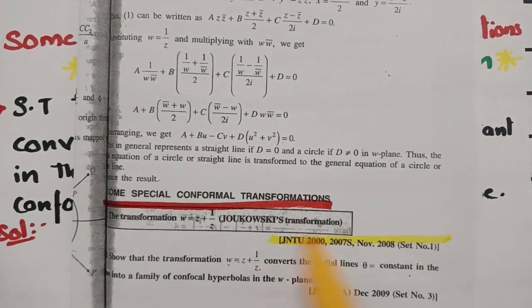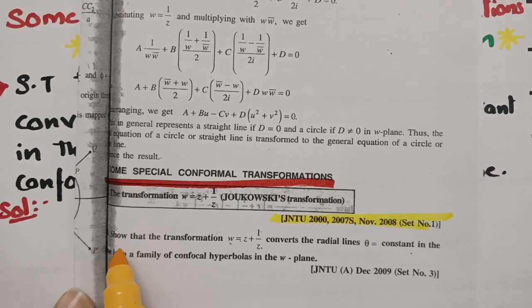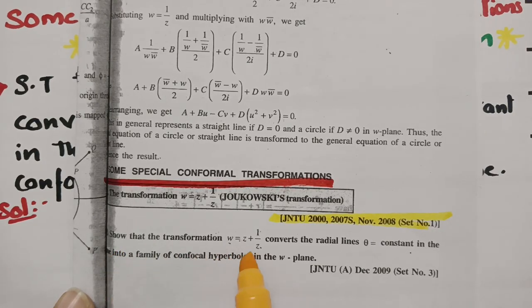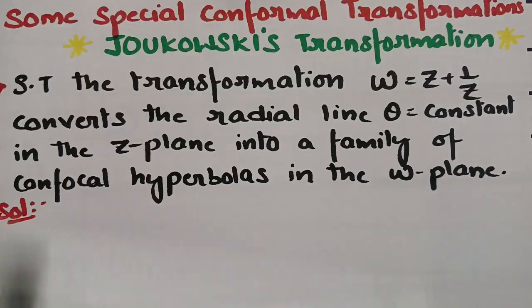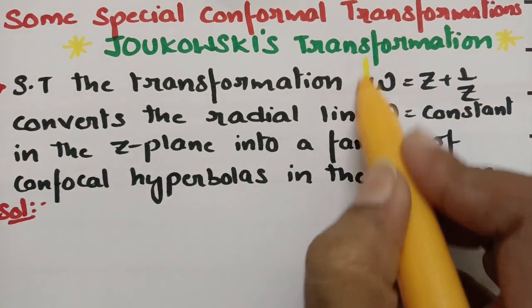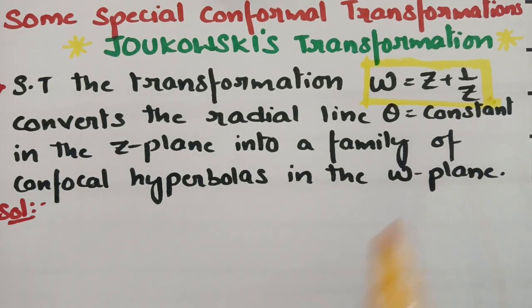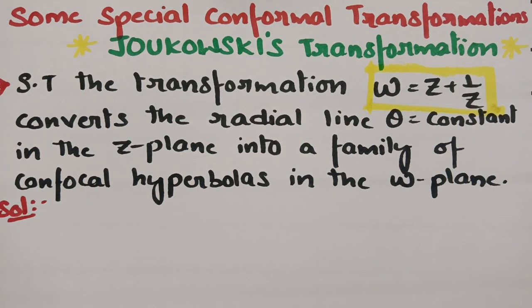See here. And now the question here is, show that the transformation W is equal to Z plus 1 by Z converts the radial line theta is equal to constant into the family of confocal hyperbolas in the W plane. So this is very important, and I'm going to give you the solution. So W is given as Z plus 1 by Z. And now convert the radial line theta is equal to constant. See what is given here.